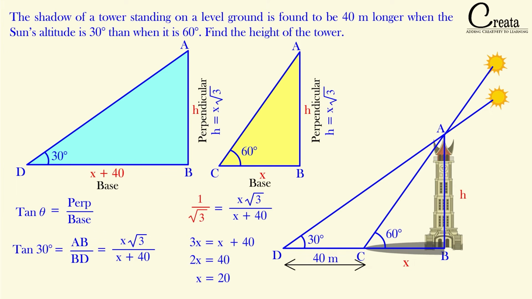On solving, we got the value of x as 20. Further in the question, we have to find the height of the tower, that is h, and h is equal to x root 3. Let's put x as 20. We got h as 20 root 3. Therefore, the height of the tower is 20 root 3 meter.